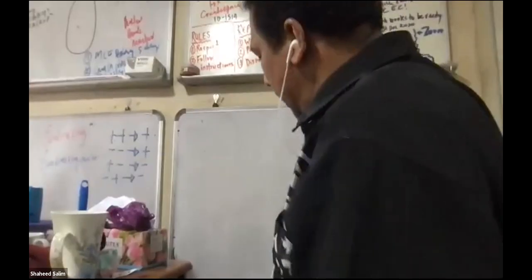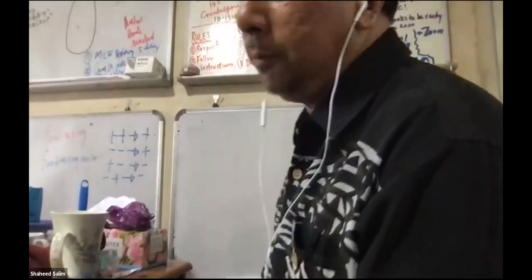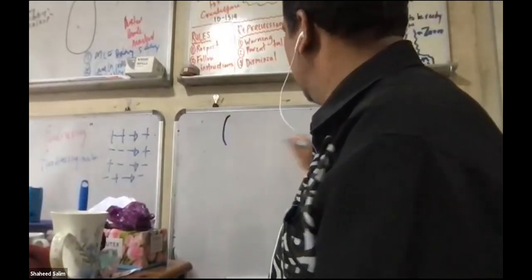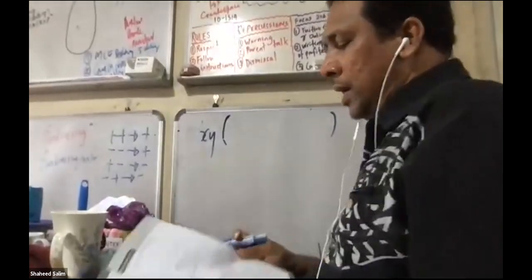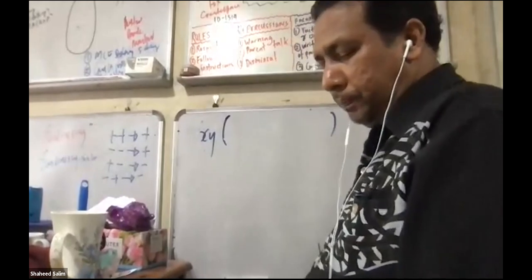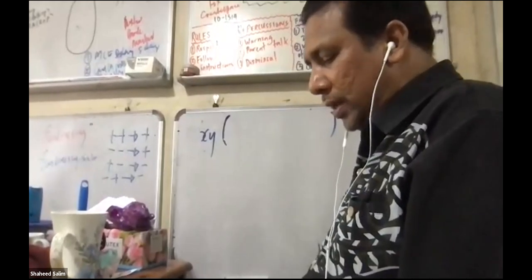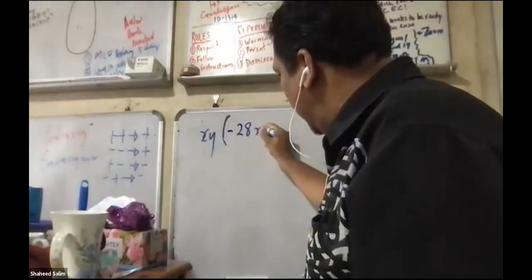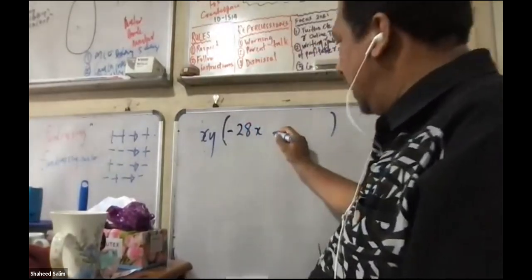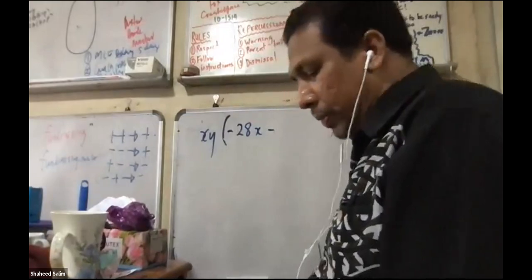X, Y outside. Number, what about number? Number also can. Okay, X, Y outside. Minus 28x. No, must be a number both of them can divide by. 28 or inside, minus 28x. Okay, correct. Okay, then this one minus 32y.